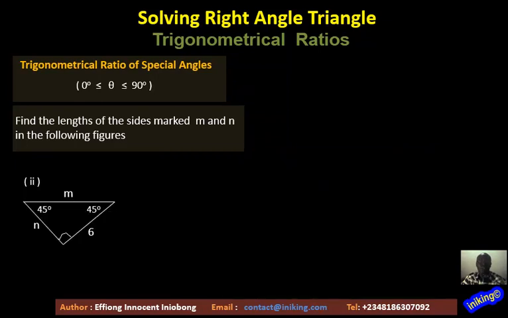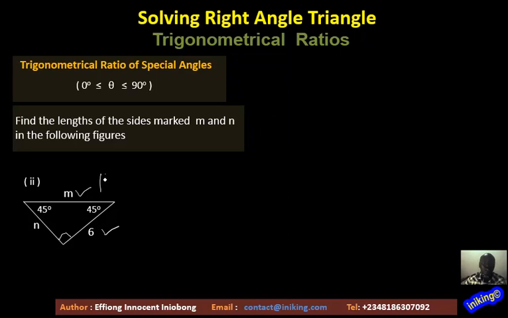Let's advance. Now the second one here, you can see it's a right angle triangle. At the same time, it's an isosceles triangle. But let's not look at it from that angle first. Let's treat it using our trig ratios of special angles. We have both angles 45, 45. I decide to find M first. I'm going to combine M with the side 6. I'm not combining M with N because both of them are not known.